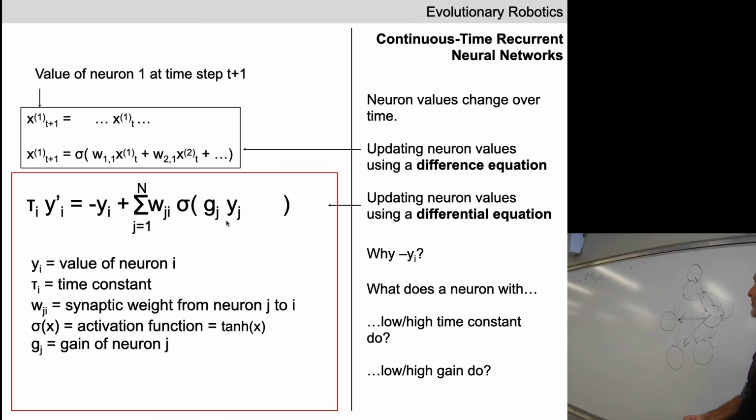What does the gain do? Imagine a particular neuron inside, let's call this the jth neuron here. Imagine the gain of this jth neuron is 0.